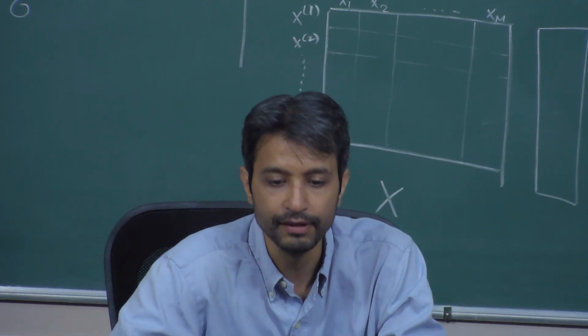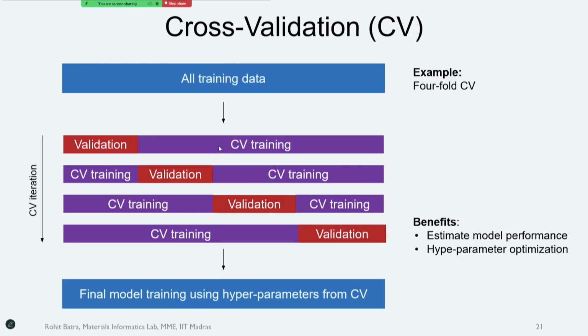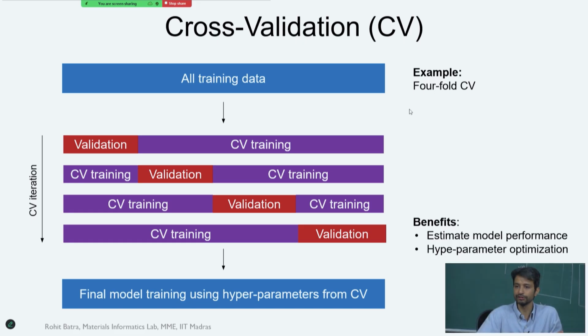So what we will do is divide our data set into different buckets. For example, this is a 4-fold cross-validation example. I'll divide my data set into 4 buckets, and in the first iteration, I will use one of the buckets to measure the accuracy of my model, and the remaining 3 buckets to train my model. Next iteration, I will use the first as well as the last 2 buckets to train my model, and the second bucket to test my model's accuracy.